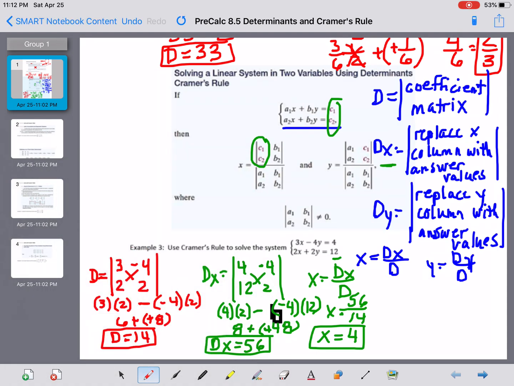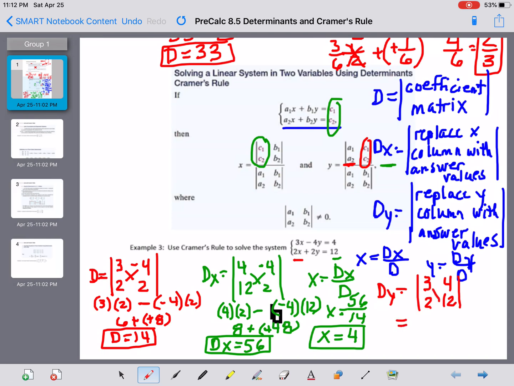We need to find our Dy. So for Dy, I go back to my original matrix with the D. And again, notice I'm back to my original x coefficients of 3 and 2. We're not working off the Dx one, we're going back to the original, so I leave 3 and 2 in the x column, but I replace my y values with my answers. So now I put that same set of answers, 4 and 12, in for my y's, and I work on my determinant for this matrix.